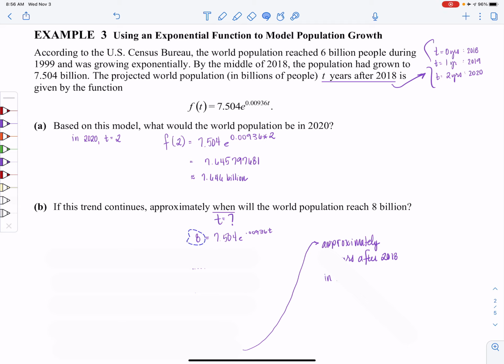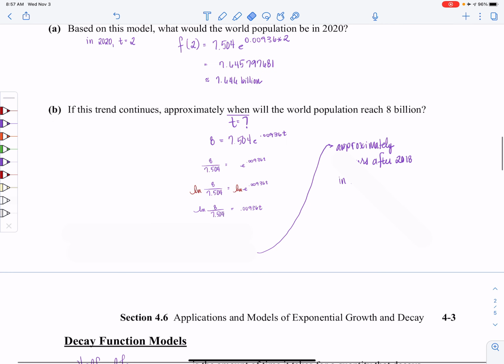All right, so then we will go ahead and divide on both sides by that 7.504 number. And then I can log both sides, use my properties of logs to get my power alone, and divide both sides by my decimal, throw that into the calculator, and I'll get this 6.838176. So once again, this is a time. All right, so what we can say then is approximately 6.8 years after 2018, my population will reach 8 billion people. So this would occur sometime in the year of 2024.